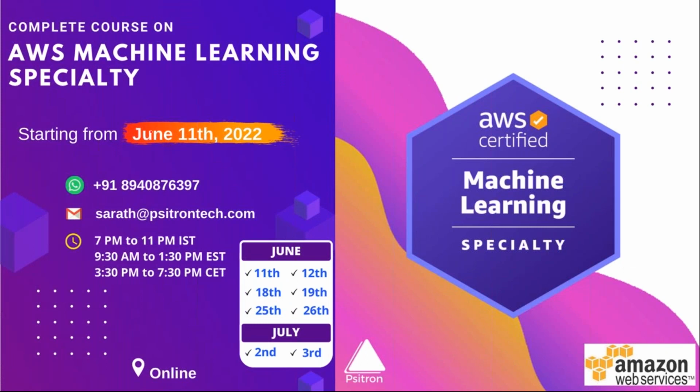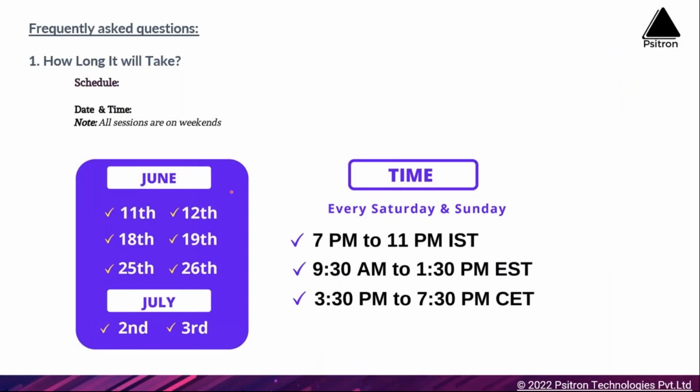The course we're talking about, the AWS Machine Learning Specialty Certification course, starts from 11th June, and the dates are something like this. All these dates, 11th, 12th, 18th, 19th, 25th, 26th, and second and third, are on Saturdays and Sundays only. Every Saturday and Sunday, we're going to have a 4-hour session. The timings are something like this. If you're joining from India, it's 7 p.m. to 11 p.m. IST. If you're from EST, it's 9:30 to 1:30. If you're from CET, it's 3:30 to 7:30.